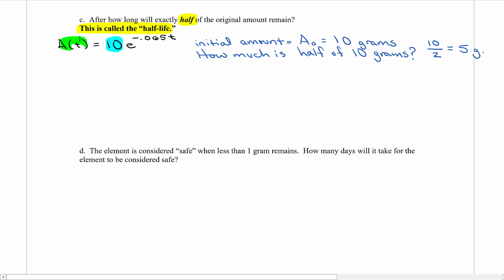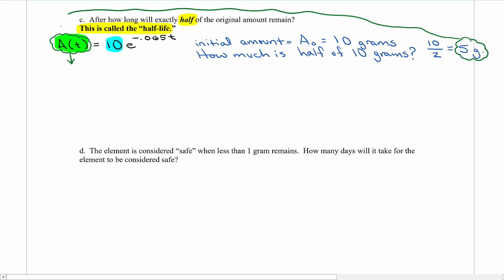I'm going to highlight the A of t in green, and I'm going to draw a green cloud around it and draw an arrow pointing downward. I'm going to draw a cloud around the 5 grams and draw an arrow pointing towards the A of t. I'm going to replace A of t with 5. So now our equation is going to be 5 equals 10 times e raised to the negative 0.065 times t power. In order to solve for t, I'm going to divide both sides of my equation by 10. On the right-hand side, tens will divide out. On the left-hand side, 5/10 will reduce to 1/2.